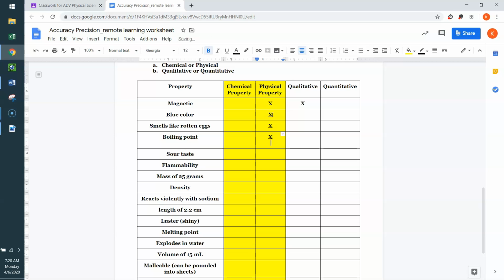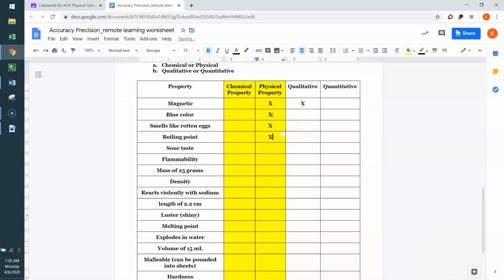To be sour in taste is a physical property as well. Now, flammability would be a chemical property. You're talking about whether or not you would ignite or combust, and when something does that, it does become something new.